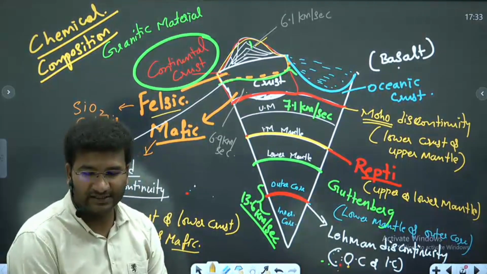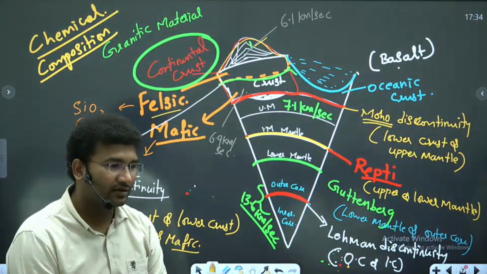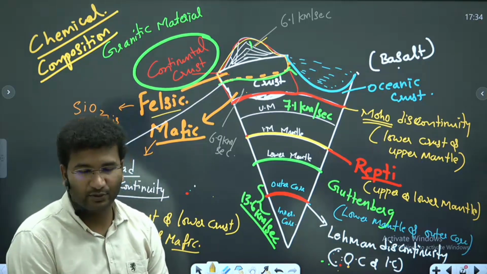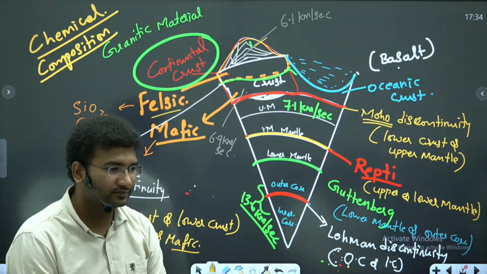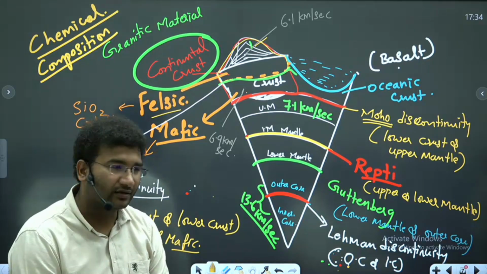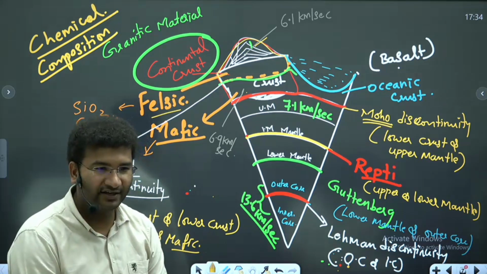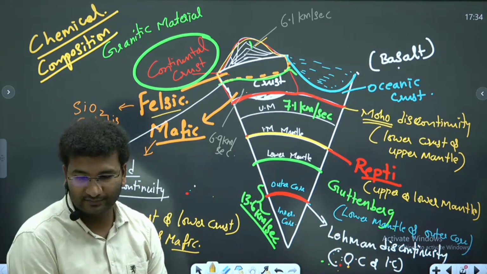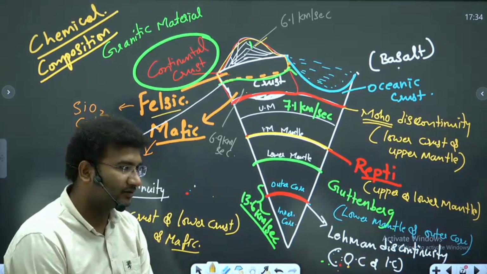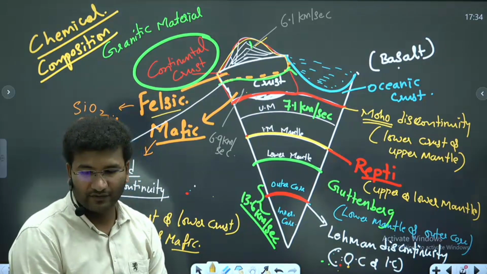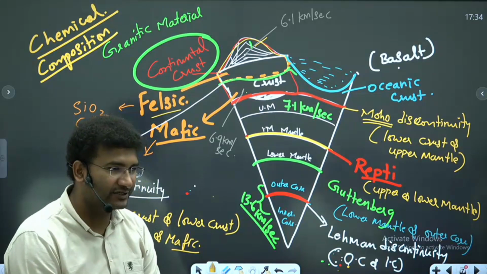Next is silicon, 27.72. Third one, aluminium, 8.13. Fourth one, iron, which is 5.0%.